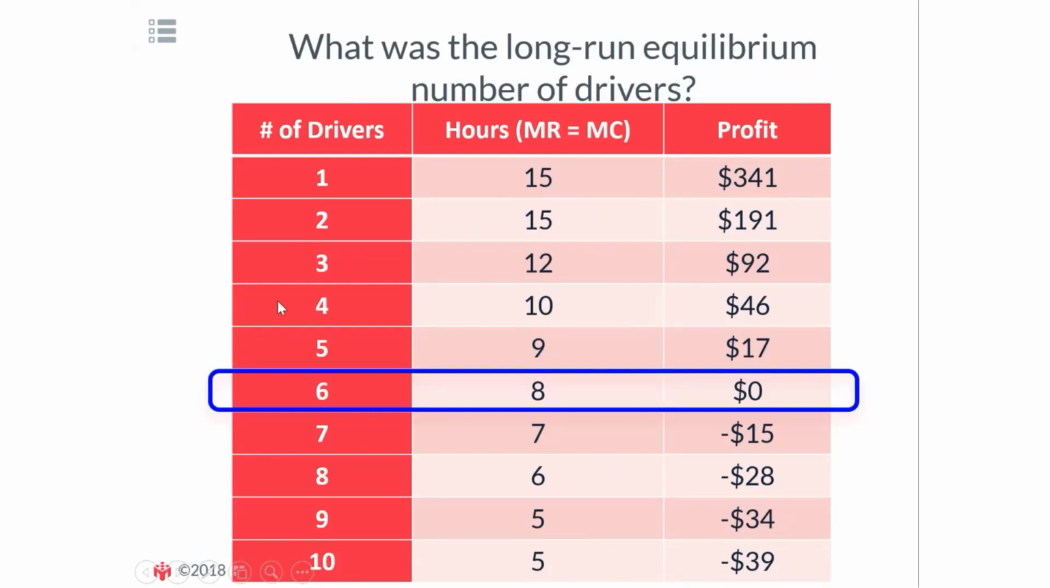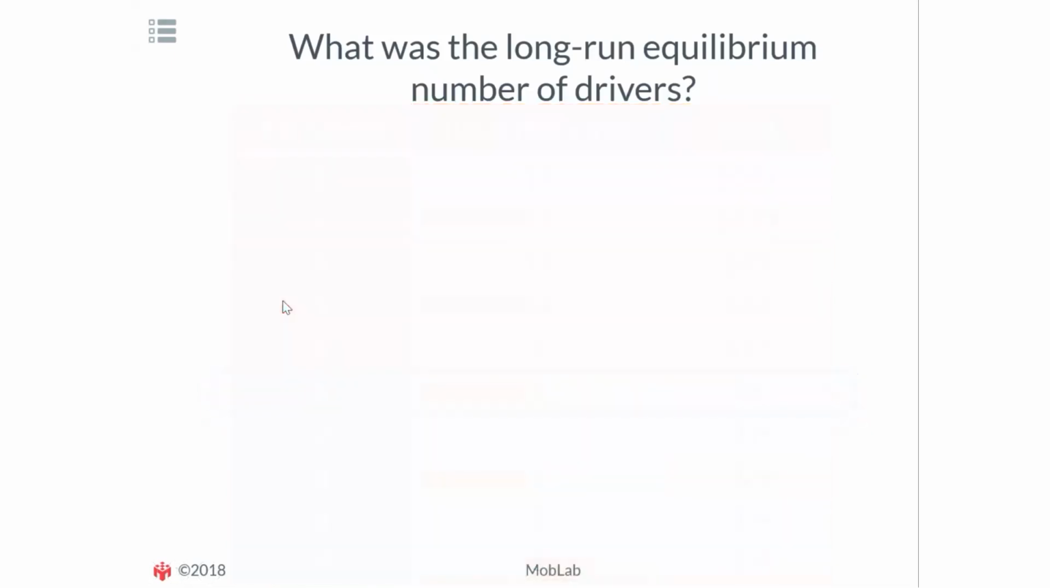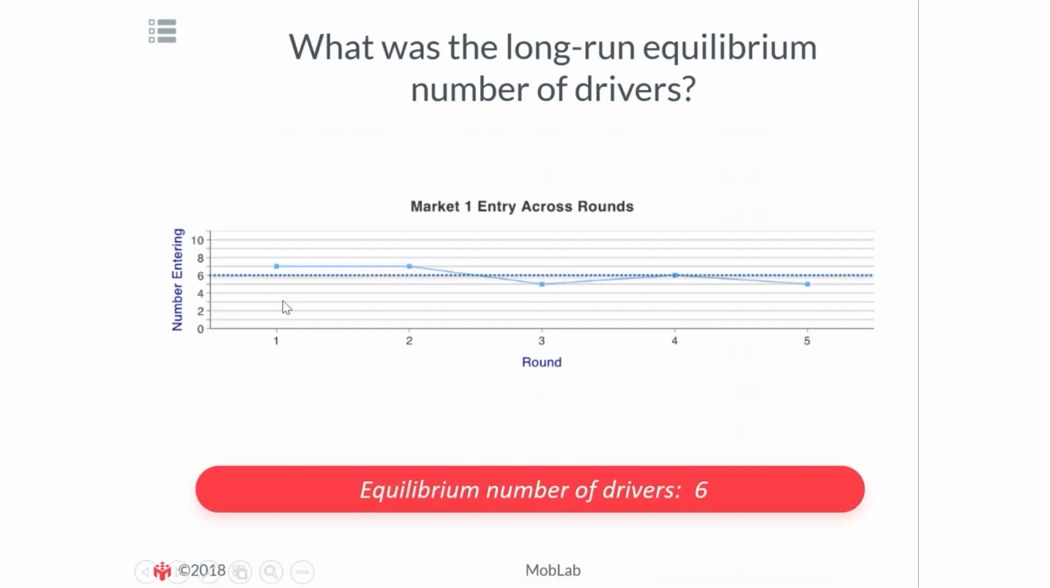Why is this the long run equilibrium? Because the 6 drivers are earning zero profit, so they're indifferent between operating or leaving. But the entrants don't want to come in, because if you come in, you'll be the 7th driver, and everybody's going to earn negative profit. That's not a good idea. But if any of these 6 drivers leave the market, everybody else is earning positive profit, and of course that will attract entrants to come in. All right, so the equilibrium number of drivers is 6.